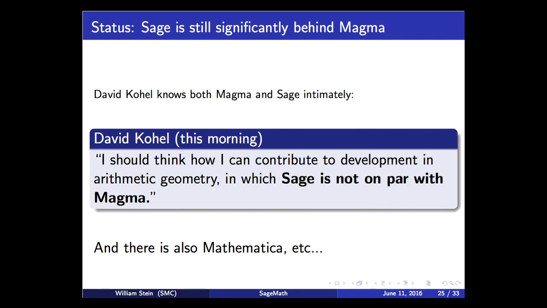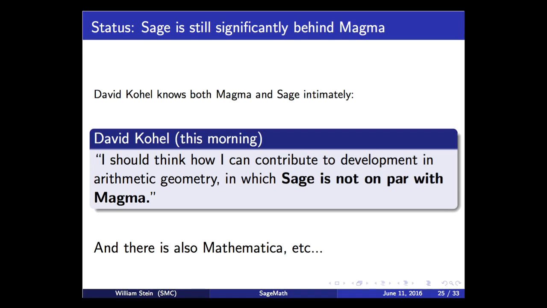So it's not just that you might imagine Sage is great at arithmetic geometry and number theory, and it does everything I need, but that's actually not at all the case, which is really frustrating. But here's an email from David Cole this morning in which he says Sage is not on par with Magma in arithmetic geometry. And I really know at a low level what he means.